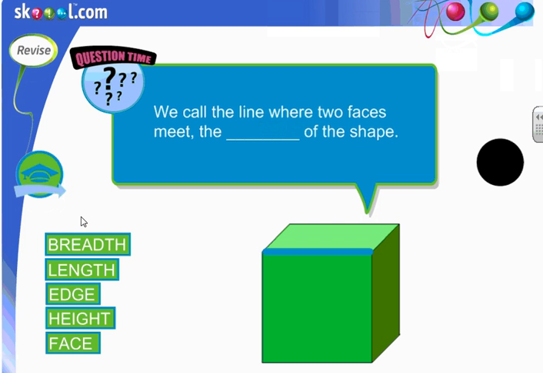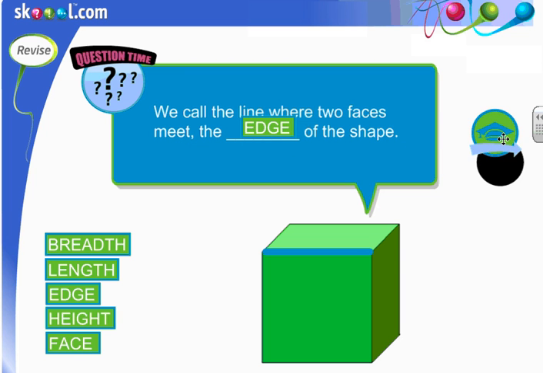So here's a little quiz. We call the line where 2 faces meet the blank of the shape. So I want you to think in your head which one it would be. Is it breadth, width, length, edge, height, or face? And we call that line the edge. So right there is the edge.